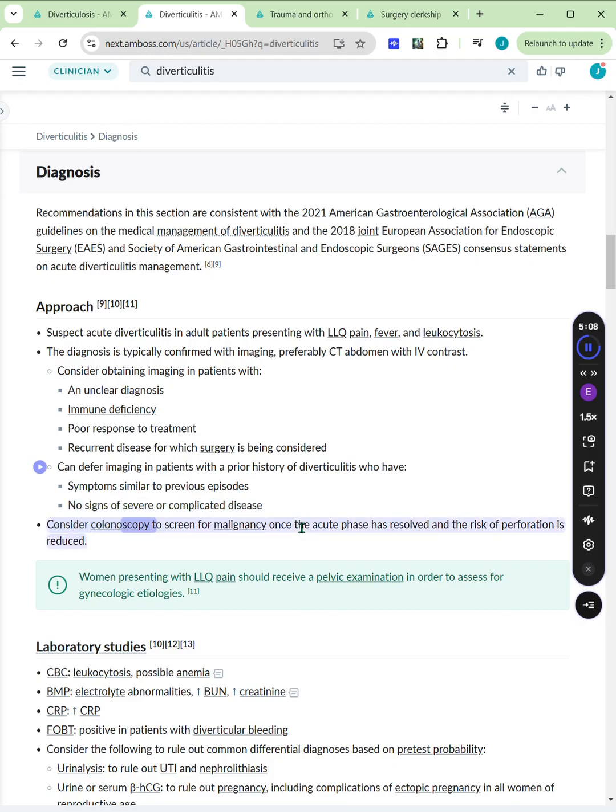Consider colonoscopy to screen for malignancy once the acute phase has resolved and the risk of perforation is reduced. Women presenting with LLQ pain should receive a pelvic examination in order to assess for gynecologic etiologies.